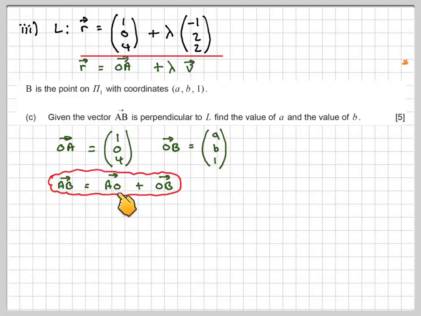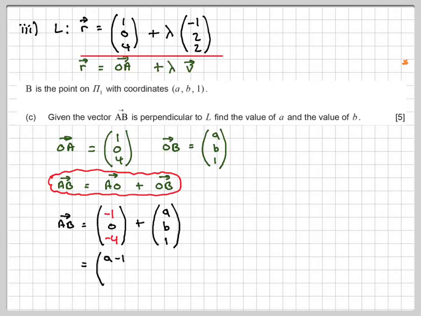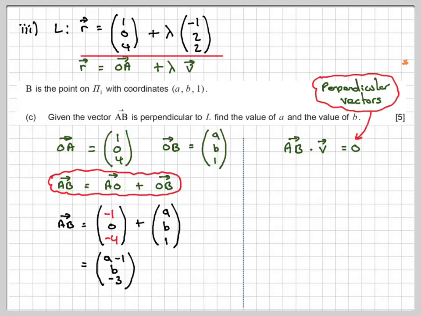Now to find the vector AB, you go AO plus OB. So AB will be minus 1, 0, minus 4, plus AB1. So it's going to give me A minus 1, B, 0 plus B, and minus 3. And now the AB dot the directional vector of the line V must be equal to 0 because they are perpendicular to each other. So that's the condition for perpendicular vectors.